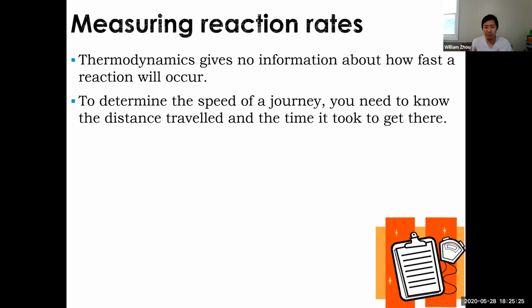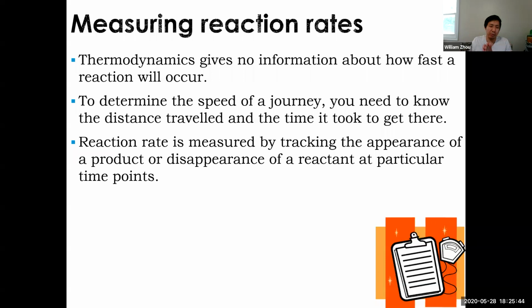Okay, if you want to know speed, then you need to know two things. A, how far did you travel, the distance traveled? And B, how long did it take you to get there? So, time. We all know in physics, speed is distance divided by time. All right. Same thing with rate. Reaction rate is just the speed of the reaction. This is kind of like distance divided by time.